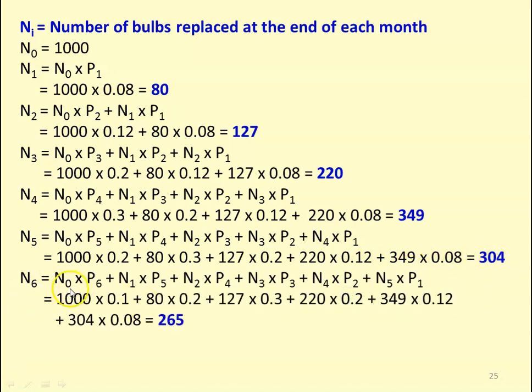So N6 equals N0 into P6 plus N1 into P5 plus N2 into P4 plus N3 into P3 plus N4 into P2 plus N5 into P1. Substituting the numerical values, 1000 into 0.1 plus 80 into 0.2 plus 127 into 0.3 plus 220 into 0.2 plus 349 into 0.12 plus 304 into 0.08 equals 265.